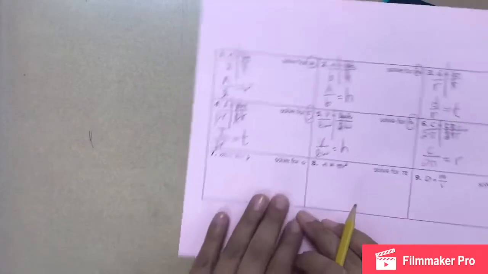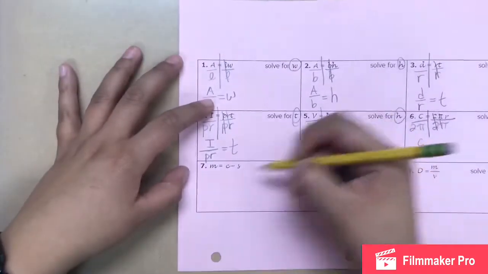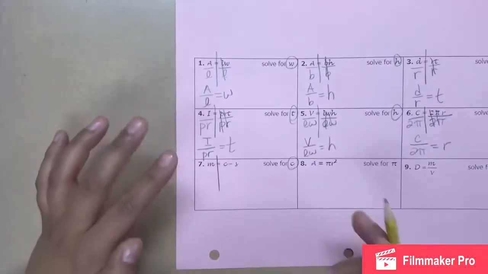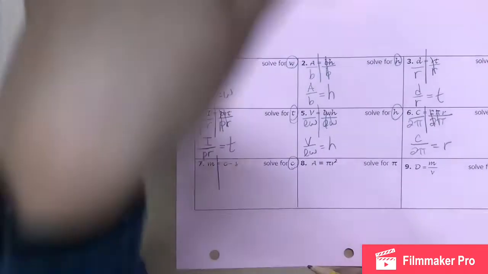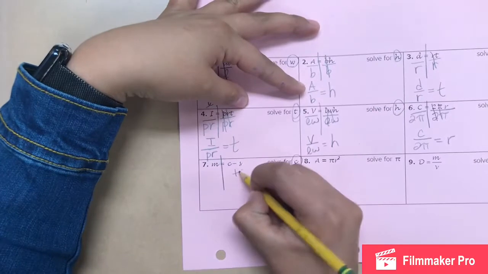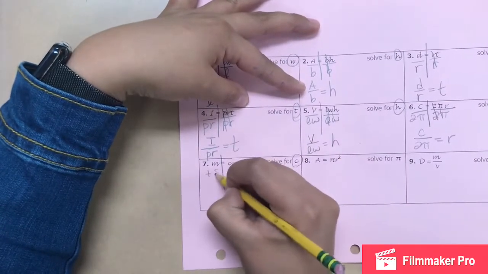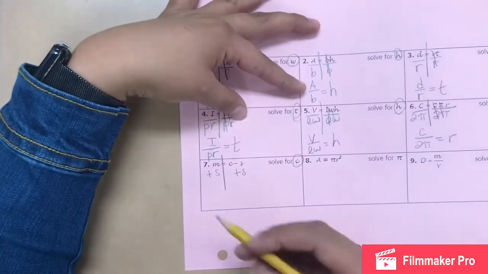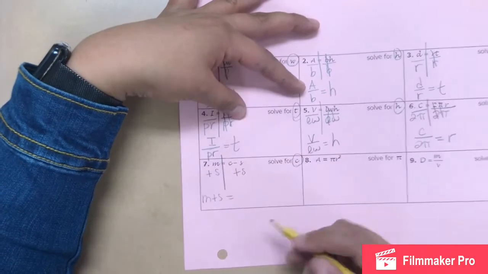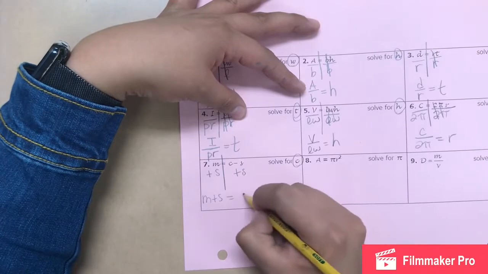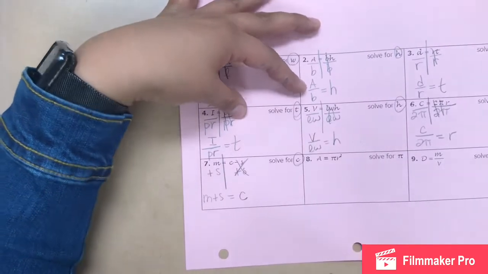Okay, if I look at number 7, they want me to solve for C. Now, if you look at C, it is being subtracted by S, and the inverse of subtracting is to add. So I'm going to add S. Remember, I'm going to add what I'm trying to move over. So M plus S, I have no idea what those represent, so I'm going to literally write M plus S equals C because the S's cancel.